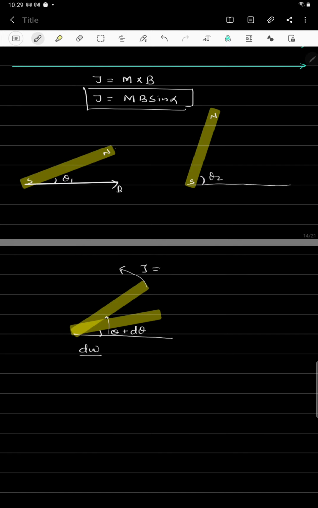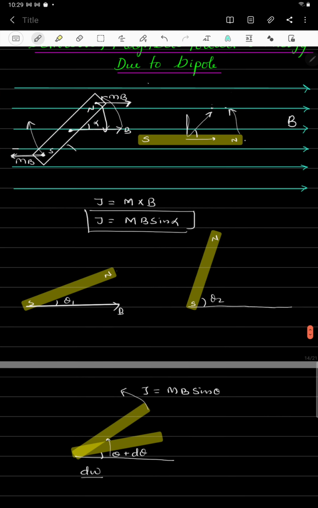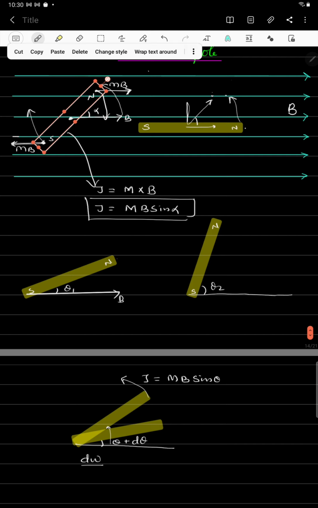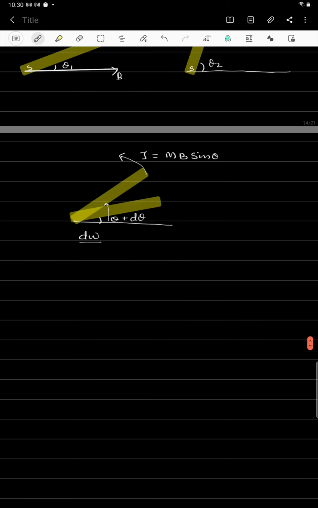That torque is nothing but tau equals m, the dipole moment, into B into sine of theta for this situation. So for this situation we have taken the torque equals mB sine of alpha. Finally, we are finding the energy in the magnetic system, which is nothing but mB sine theta, so to find that we use small changes in the moment of the magnet in the dipole.